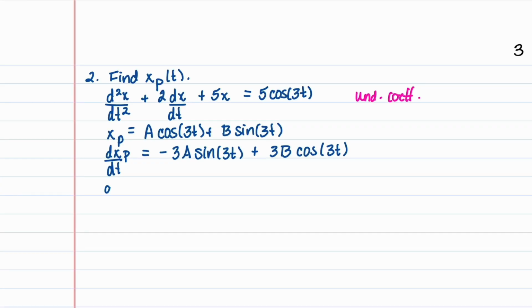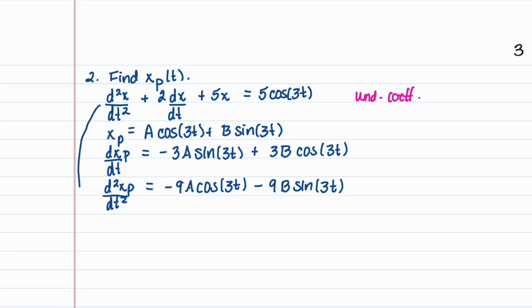Now we'll take another one. The second derivative is equal to minus 9a cosine 3t. Those 3's are just coming from using the chain rule. And then minus 9b sine 3t.